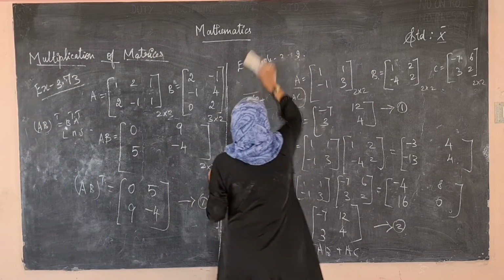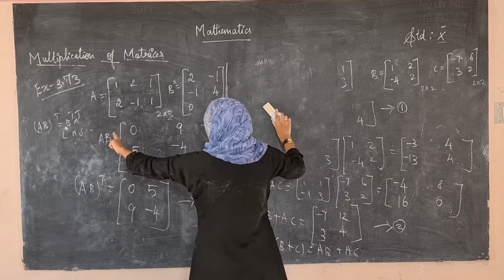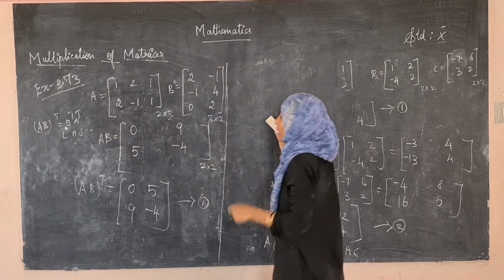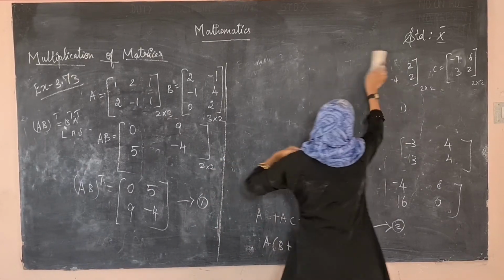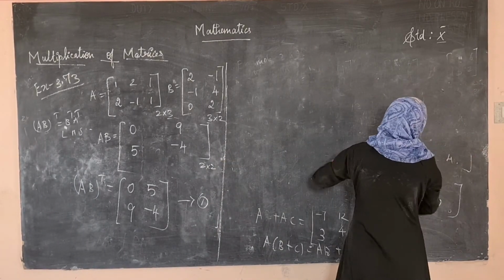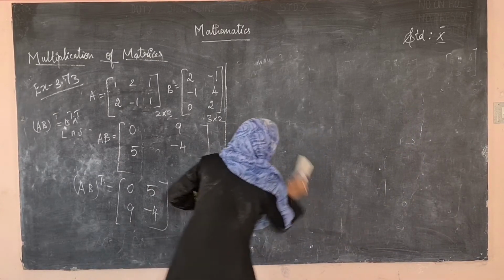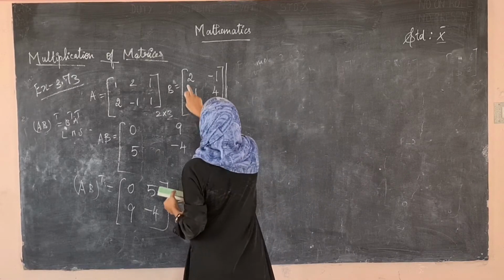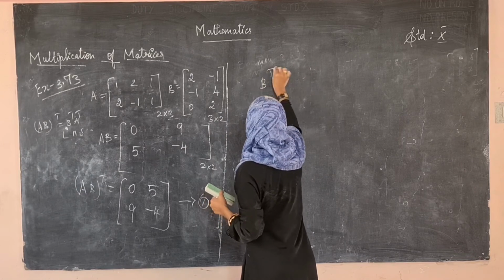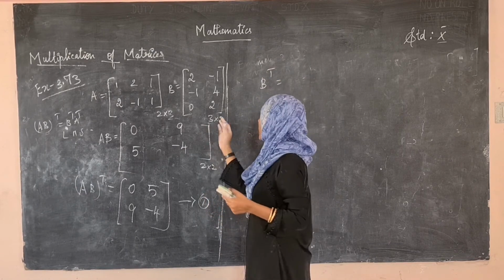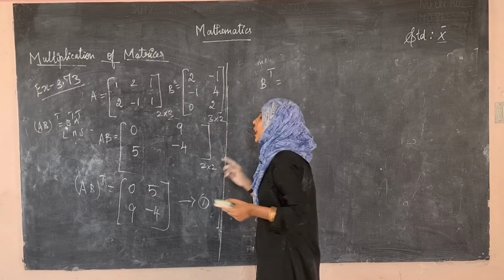Now we have to find RHS. For RHS, you have to find B transpose separately, A transpose separately, and multiply them both. See, what is B? B is this matrix, right? This is of order 3 cross 2. So what will be the B transpose? The order is reversed, so the B transpose order will be 2 cross 3. That is 2 rows and 3 columns.